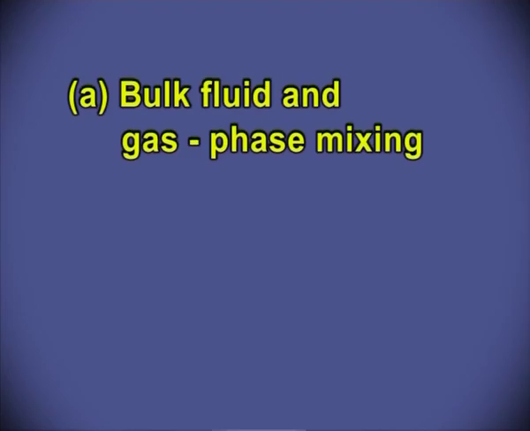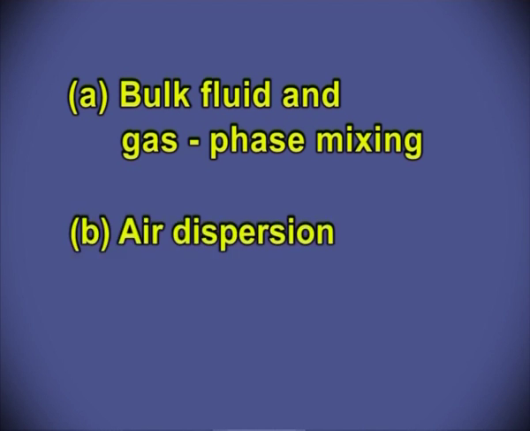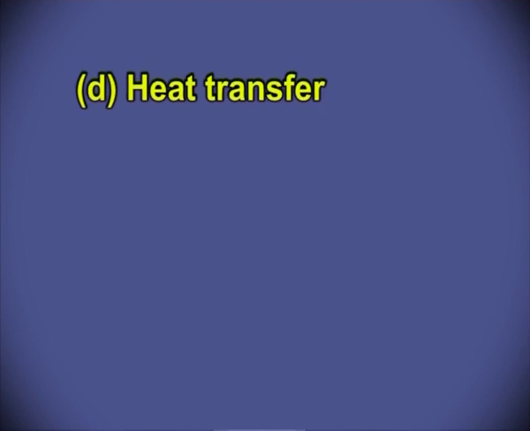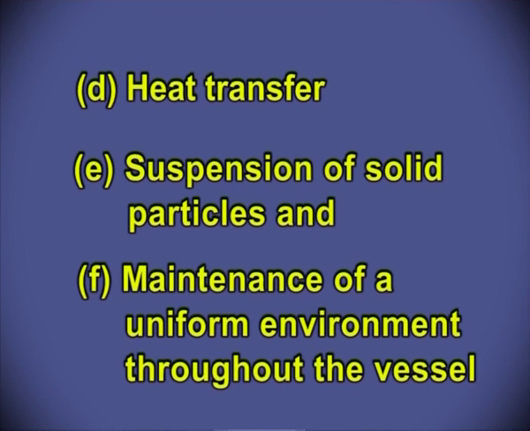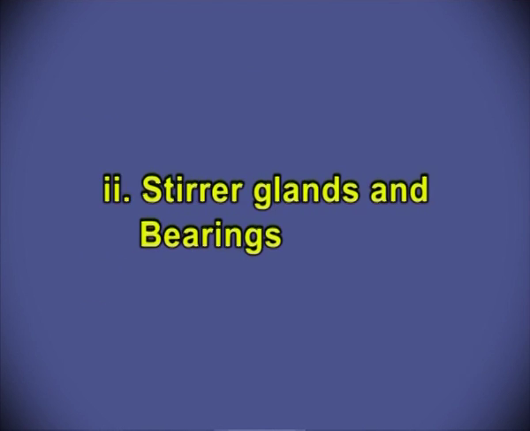Agitators achieve the following objectives: 1. Bulk fluid and gas phase mixing, air dispersion and oxygen transfer, as well as heat transfer, suspension of solid particles and maintenance of a uniform environment throughout the vessel. The second, stirrer glands and bearings. The satisfactory sealing of the stirrer shaft assembly has been one of the most difficult problems. This is very important for maintaining aseptic condition over long periods.